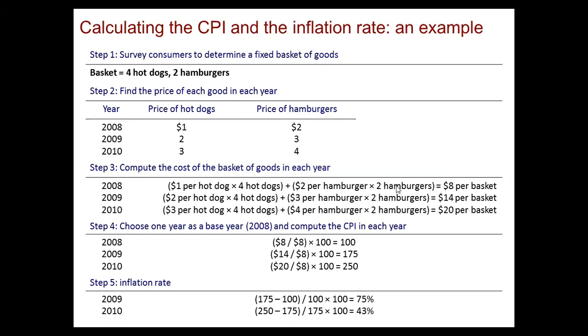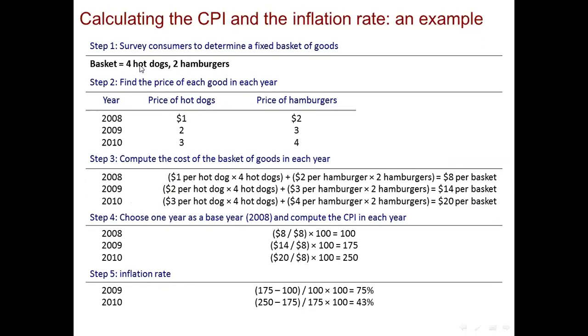2 times 2 is 4. So here 4 plus 4 is 8. For 2009 the price of hot dogs is 2, the quantity is 4, that's 2 times 4, plus 3 times 2, which is 6. So 8 plus 6, you get 14.